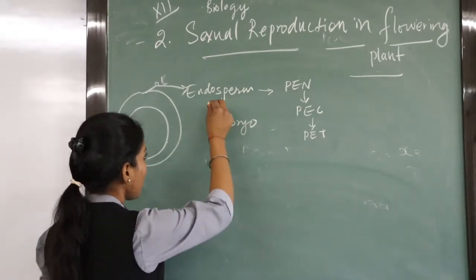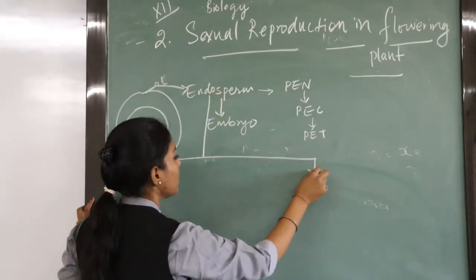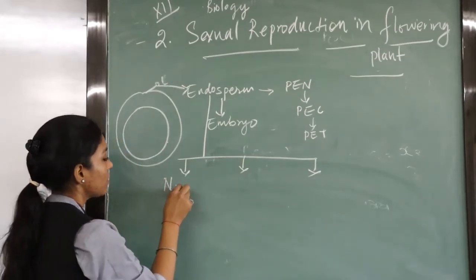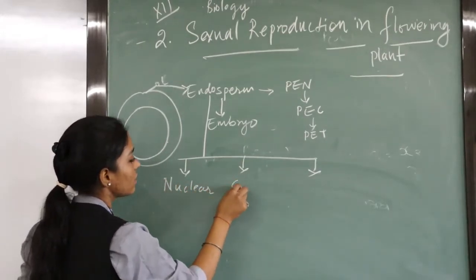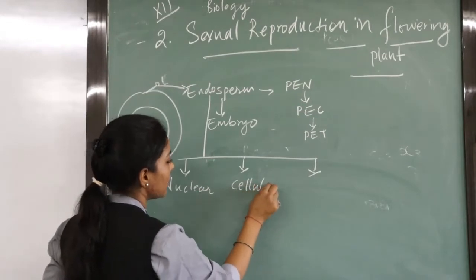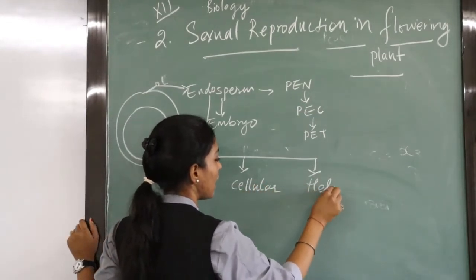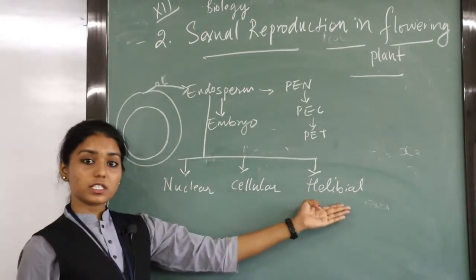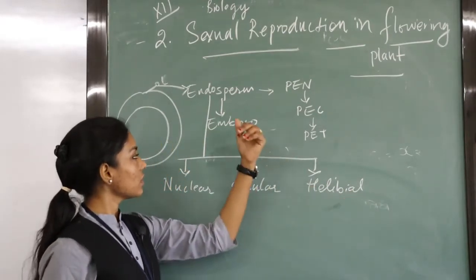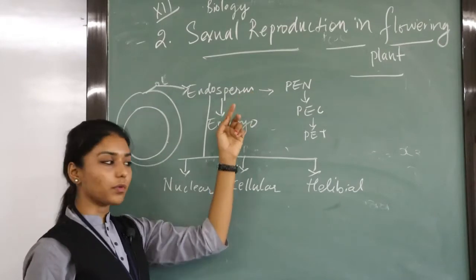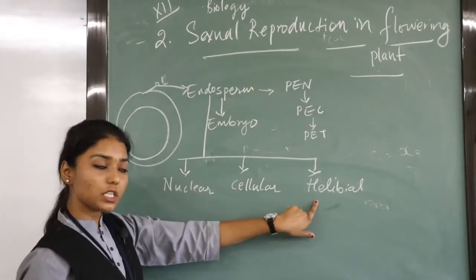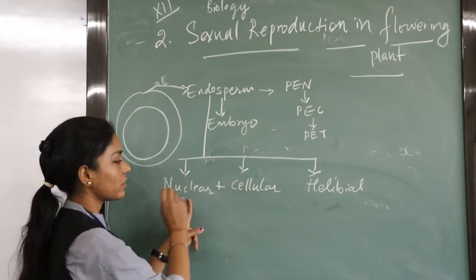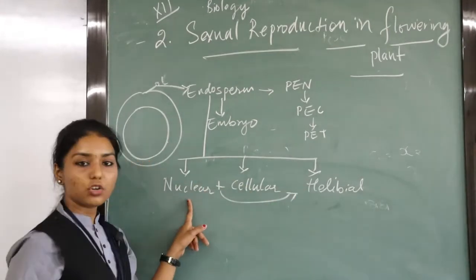Now, based on the mode of formation, endosperm is divided into nuclear, cellular and helobial. We will see the new term. This is the helobial mode of formation of endosperm. Helobial is an intermediate between the nuclear as well as cellular. ये दोनों का जो मिश्रण होता है that is helobial.